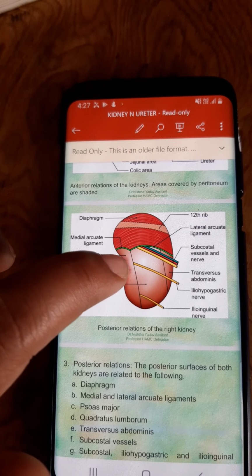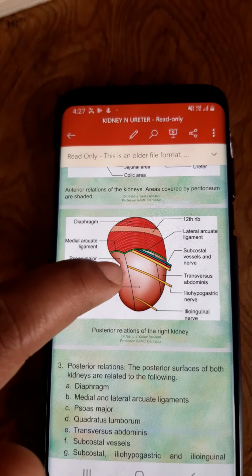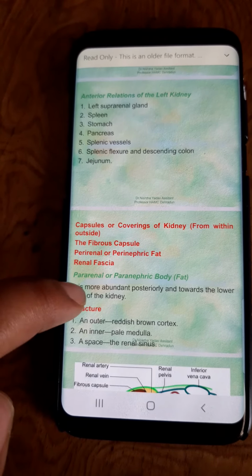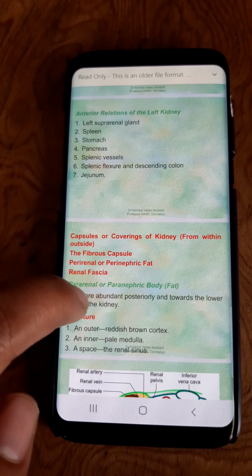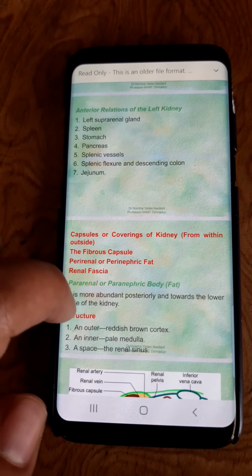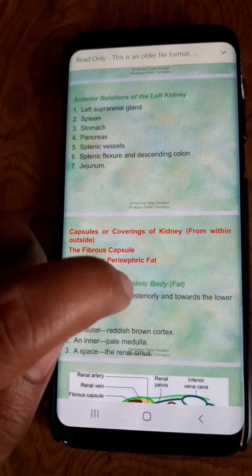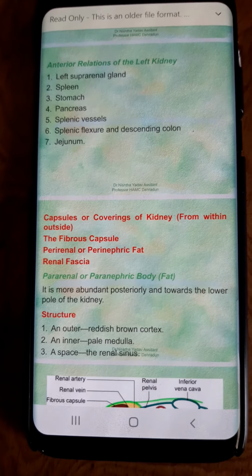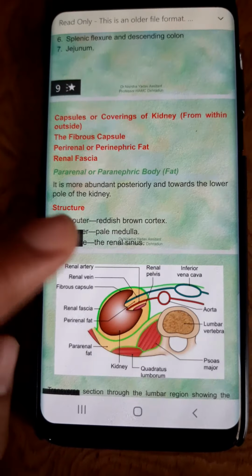Outside the fibrous capsule is the perirenal fat. Outside the perirenal fat is the renal fascia, and outside the renal fascia is the pararenal or paranephric fat. This is more abundant posteriorly and towards the lower pole of the kidney. It provides cushion for the kidney. Then external features are done.